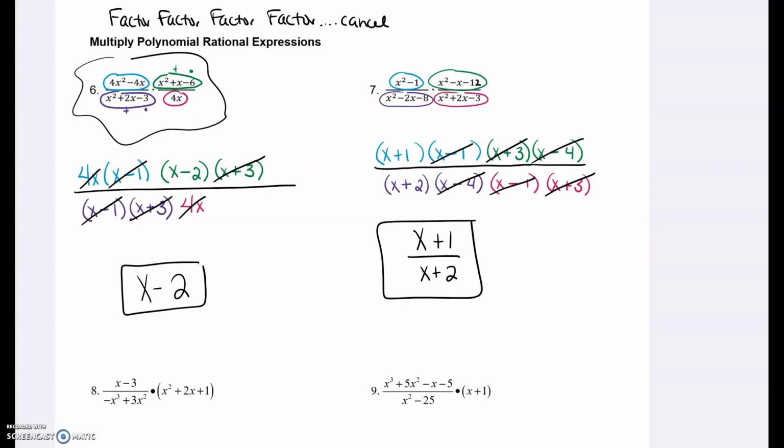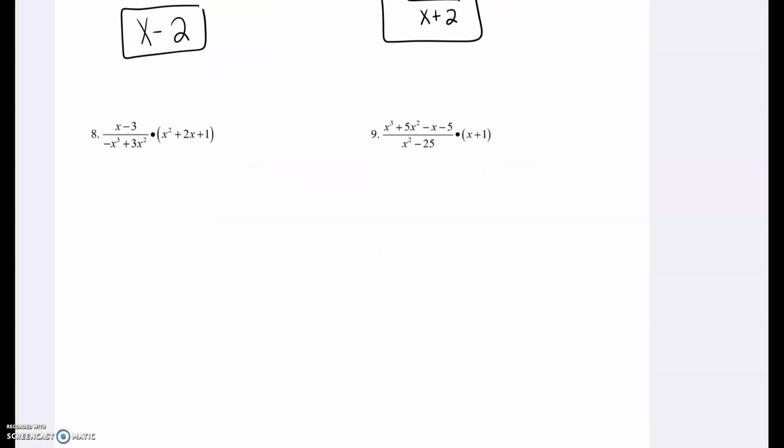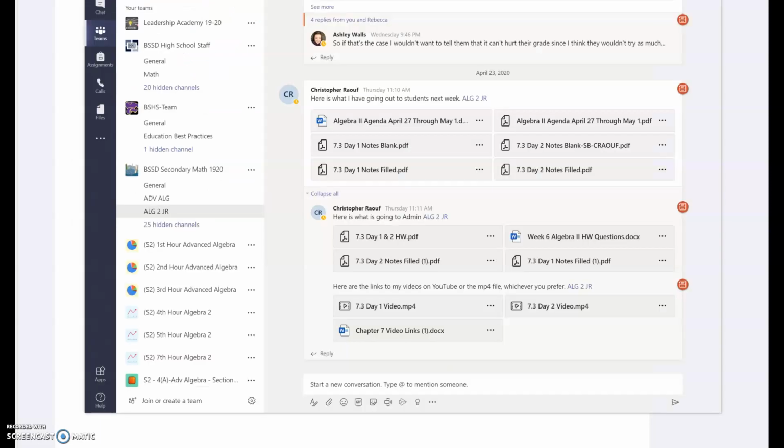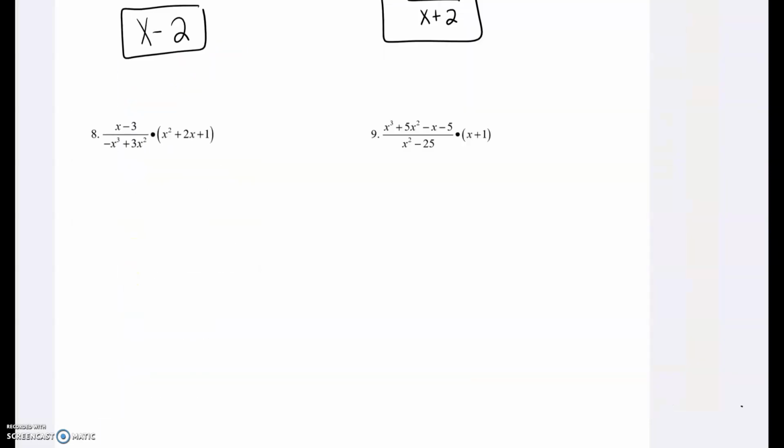Okay, number 8 is actually exactly the same. It's just you have to do a little bit less work. So, again, this is just over 1. So we're still going to start this out the exact same way. x minus 3, that one's good. It's already factored. Hey, less work. Yay. x squared plus 2x plus 1.